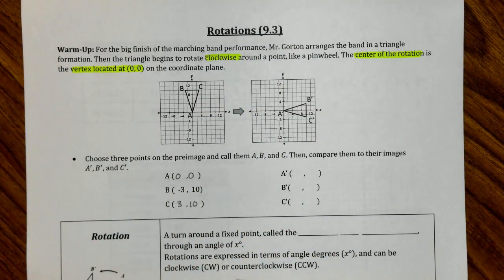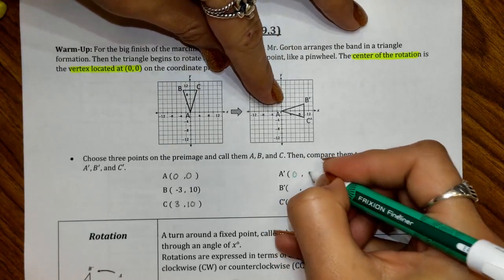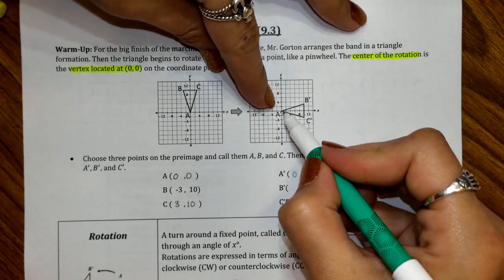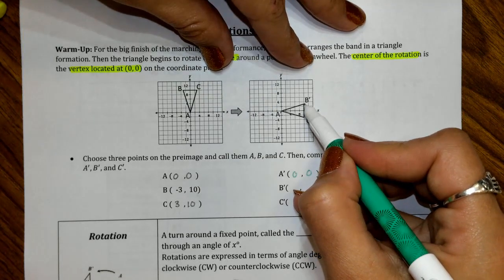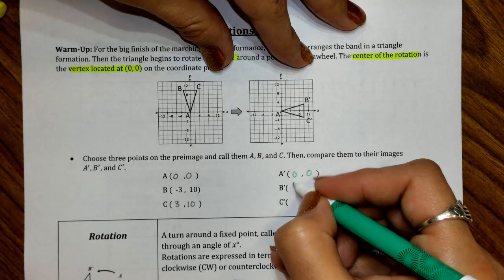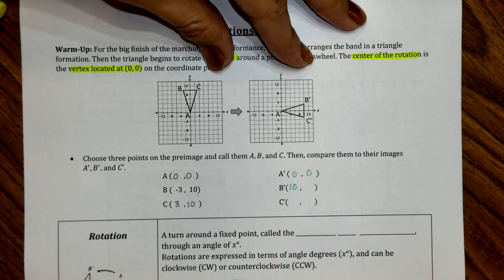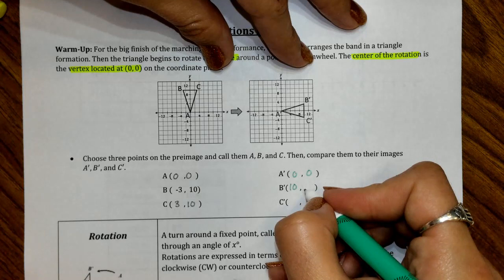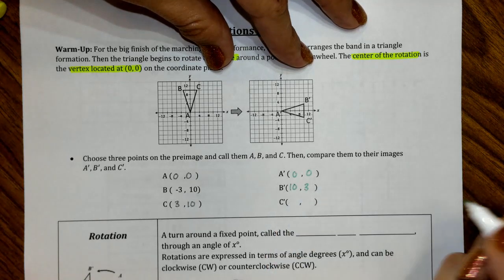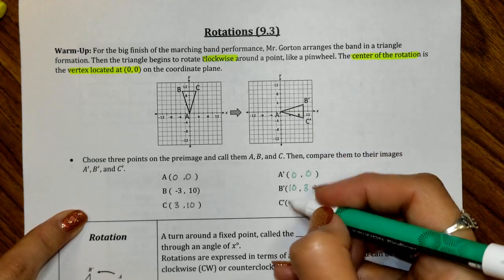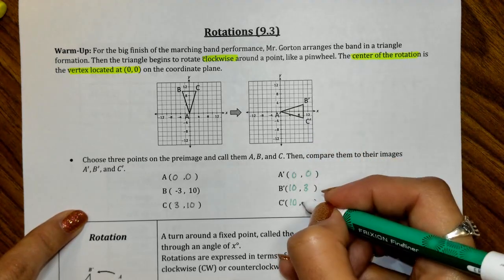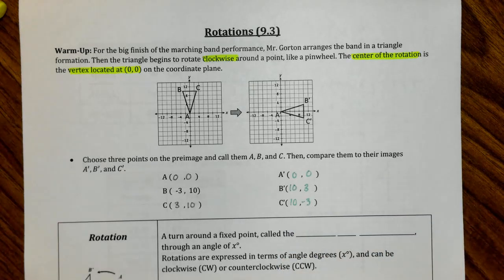And we're going to compare the pre-image to the image. So let's look at our image, the primes. A is at 0, 0. B prime, we're over here at positive 10. We're up 1.5 units, which will give us 3 because we're counting by 3. So B prime is at 10 on the x-axis and positive 3 on the y-axis. C prime, we're at positive 10 on the x, and we're at negative 3 on the y.